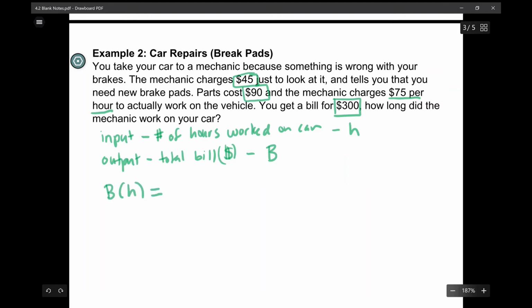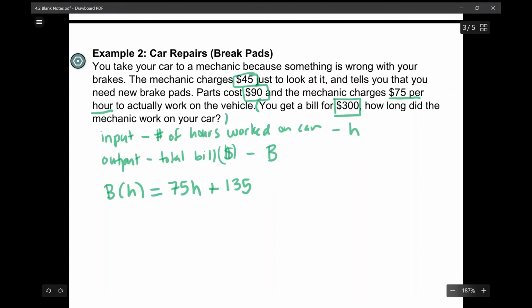All right. So let's see if we can build that function. Well, I only have one rate, $75 per hour. So 75H. That's going to be for each hour I have to pay $75 plus I have to pay the $90 parts and the $45 just to look at it. 90 plus 45 is 135. So there's my linear function that represents my bill as a function of the number of hours he worked on it.